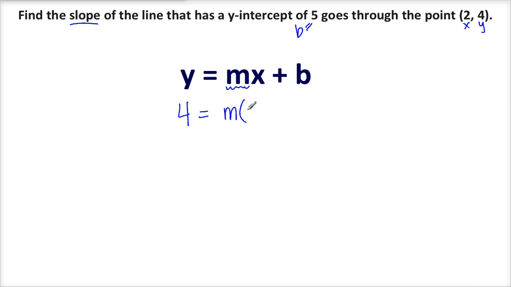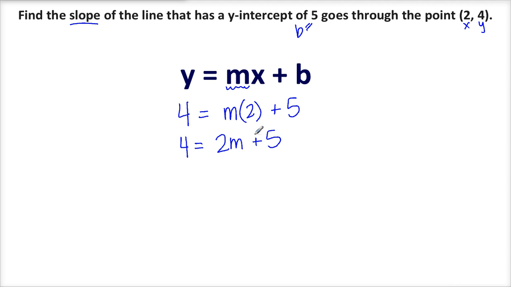So y is 4 equals m, which is what I'm trying to figure out, x is 2, plus b is 5. Let's clean this up just a little bit so it looks more familiar. We have 4 equals 2 times m plus 5. Now this is an equation that you should be able to solve, which we learned about how to do at the beginning of this year.